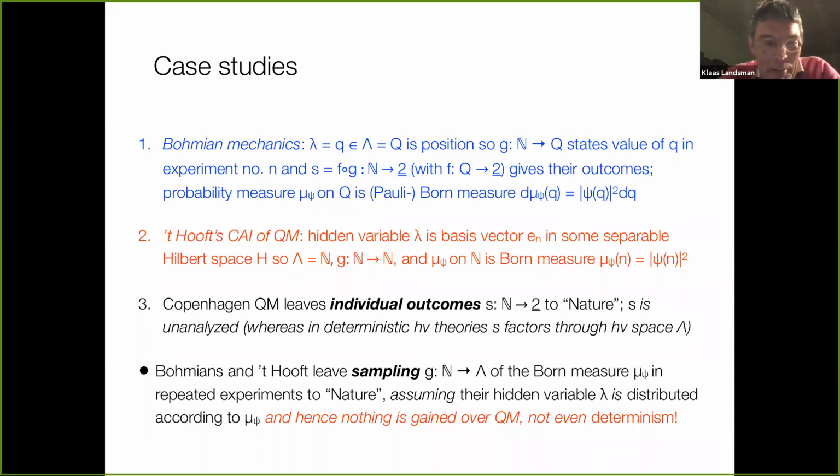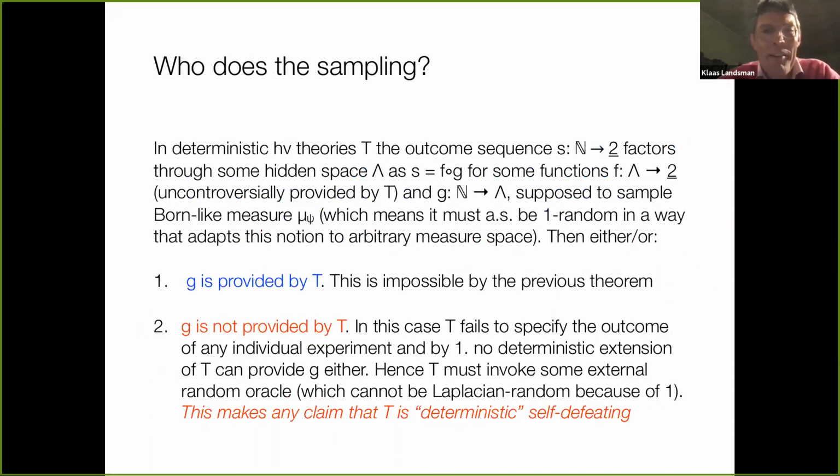However, both the Bohmians and also 't Hooft, and I also believe other hidden variable theorists and theories, leave the sampling, which I call G, of the Born measure also to nature. And they assume simply that their hidden variable, be it particle position or the state of a cellular automaton or anything, is in fact distributed according to their Born measure. And I will now argue, I'm almost there, that in that sense, I would say that almost nothing is gained over quantum mechanics, not even determinism. So could I have the next slide, please?